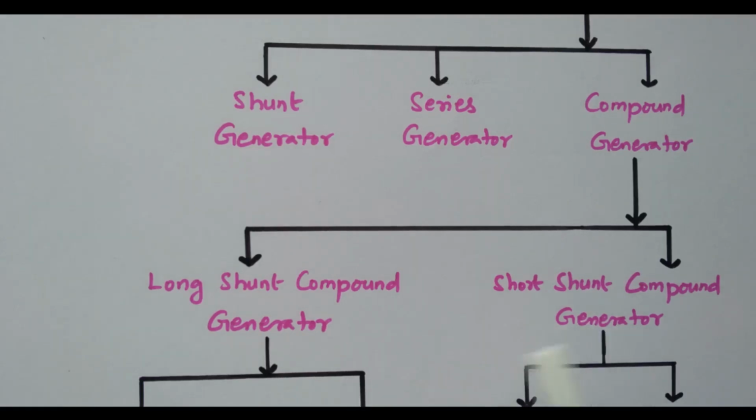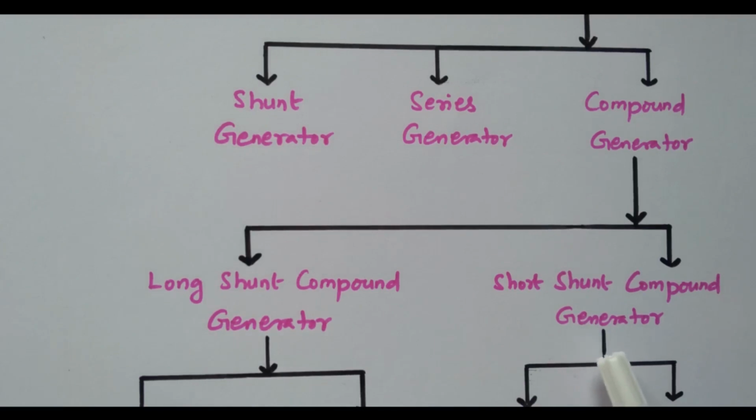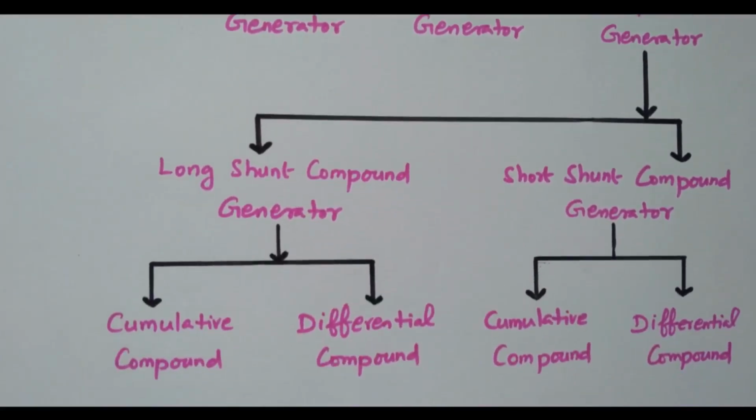In both short shunt and long shunt, we have the series field winding as well as the shunt field winding. Two windings are available in both types. Due to the two windings, it is again classified into two different types: cumulative compound or differential compound. If the series winding and shunt field windings are added together, it is called a cumulative compound. If they oppose each other, it is called a differential compound. That is applicable for the short shunt compound generator also. So this is the classification. We will see the types one by one.